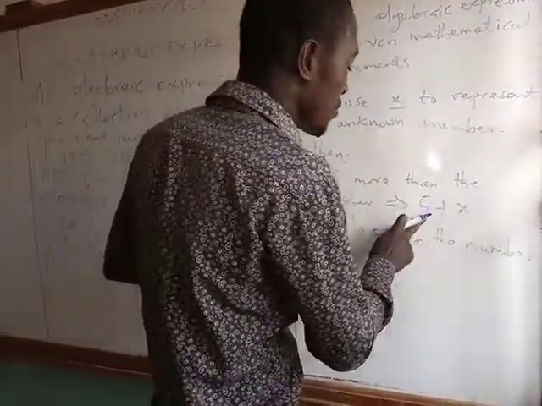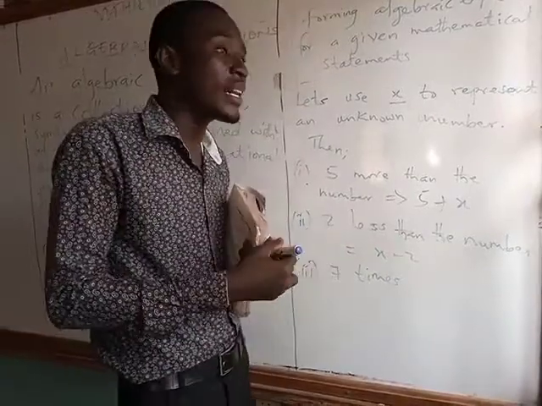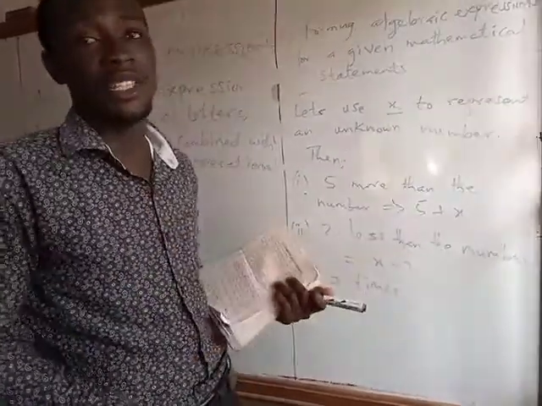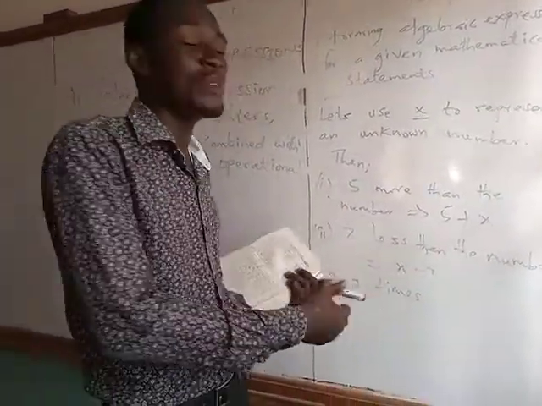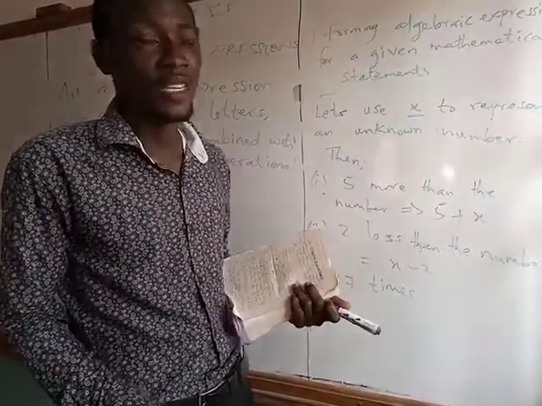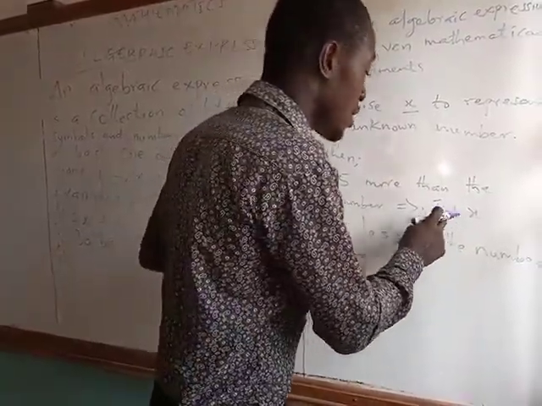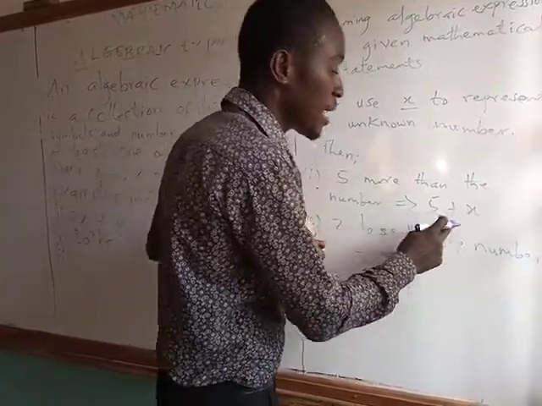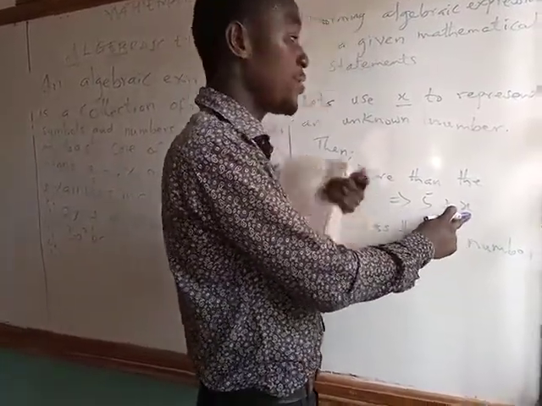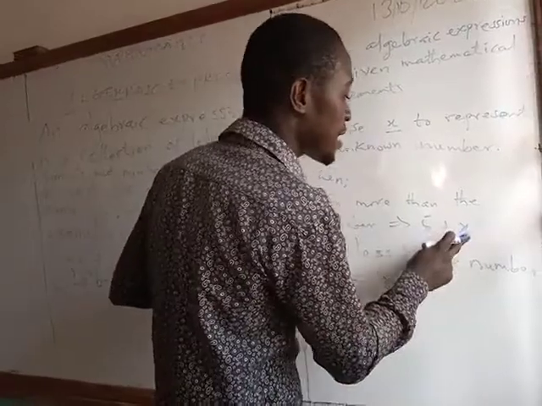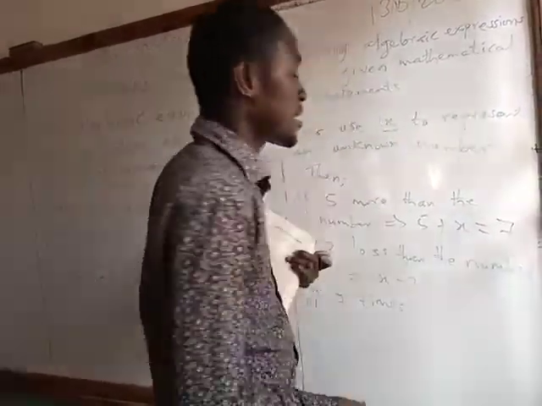You need to just write 5 more than. Anytime you hear the words more than, it means you're talking about addition. And when you hear less than, it means you're talking about subtraction. So 5 more than a number will give us 7. That simply means 5 plus a number which we don't know, and we've agreed to use x. 5 plus x is equal to 7.